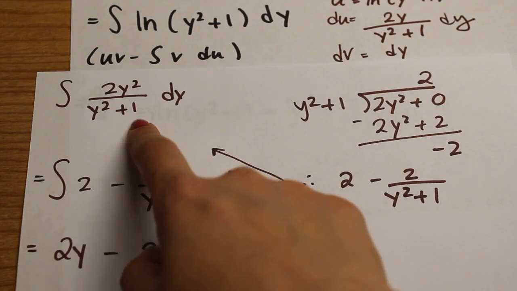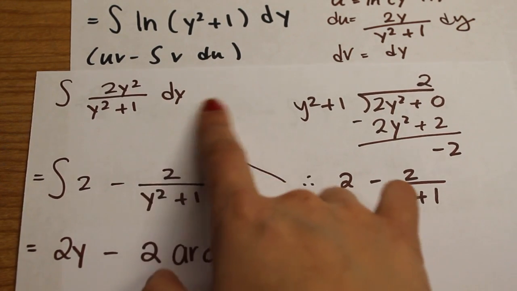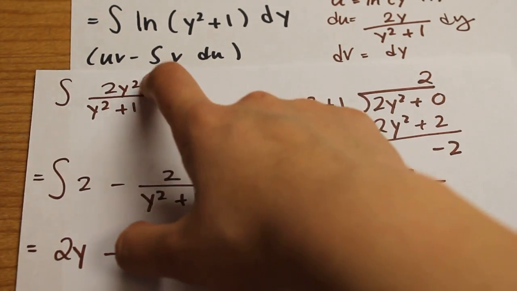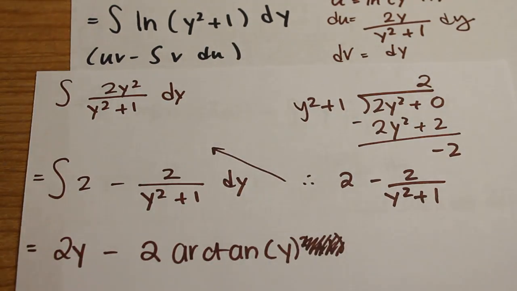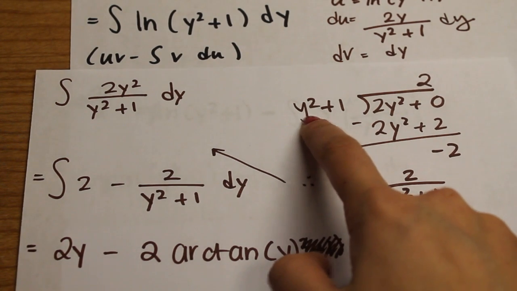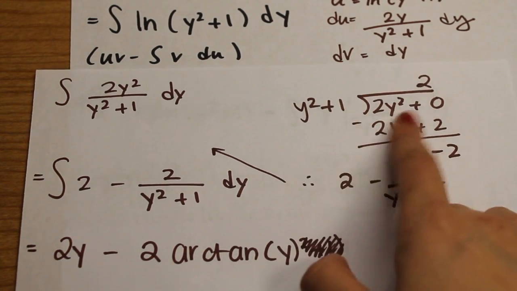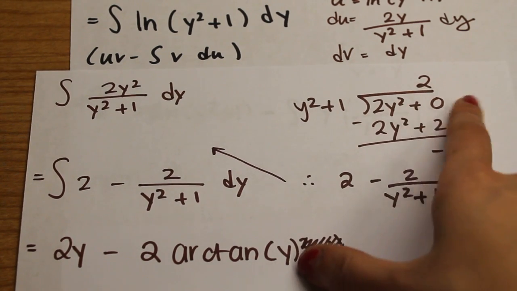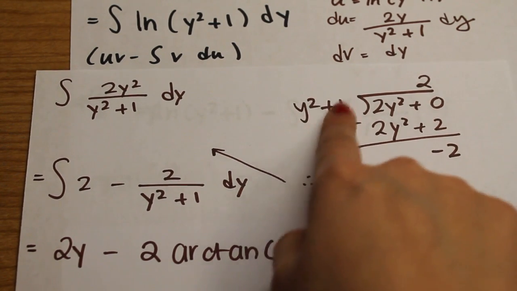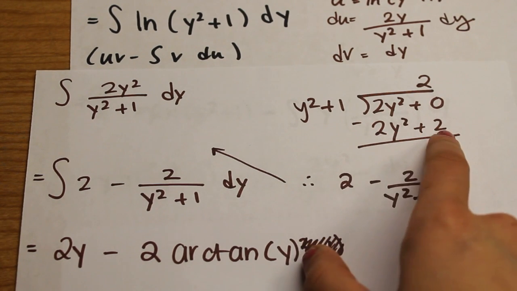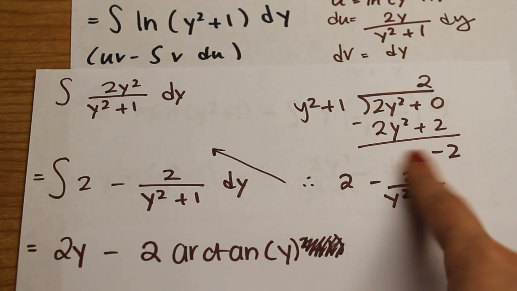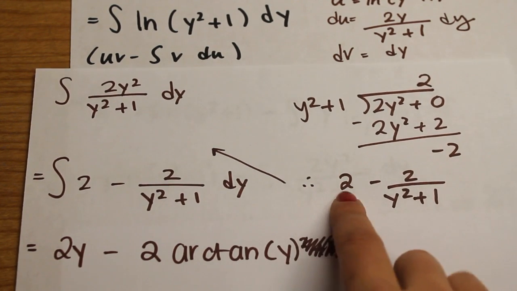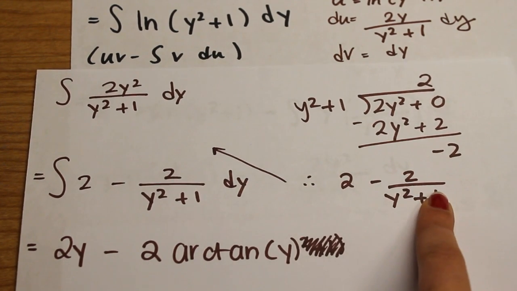The only way I can figure out how to solve this is because we have a y squared here and a y squared down here, so we have to divide these two to make it an easier integral. We divide 2y squared by y squared plus 1. If we multiply y squared plus 1 by 2, we get 2y squared plus 2, and when we subtract, we're left with -2. Therefore, after dividing, we get 2 minus 2 over y squared plus 1.